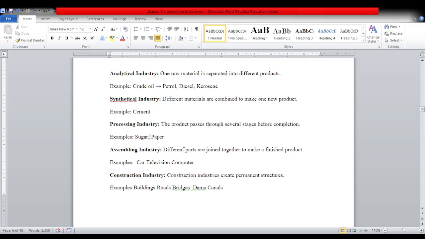Next is assembly industries. As the name suggests, different parts are assembled. Different parts are joined together to make finished goods like a computer, television, or car. This is your assembly industries.